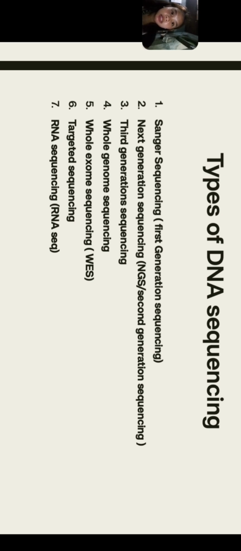The third is third generation sequencing. The latest sequencing technology can read very long DNA sequences directly. Provides more complete information faster. Fourth, whole genome sequencing. Sequence the entire DNA of an organism, which gives a complete picture of all genes.